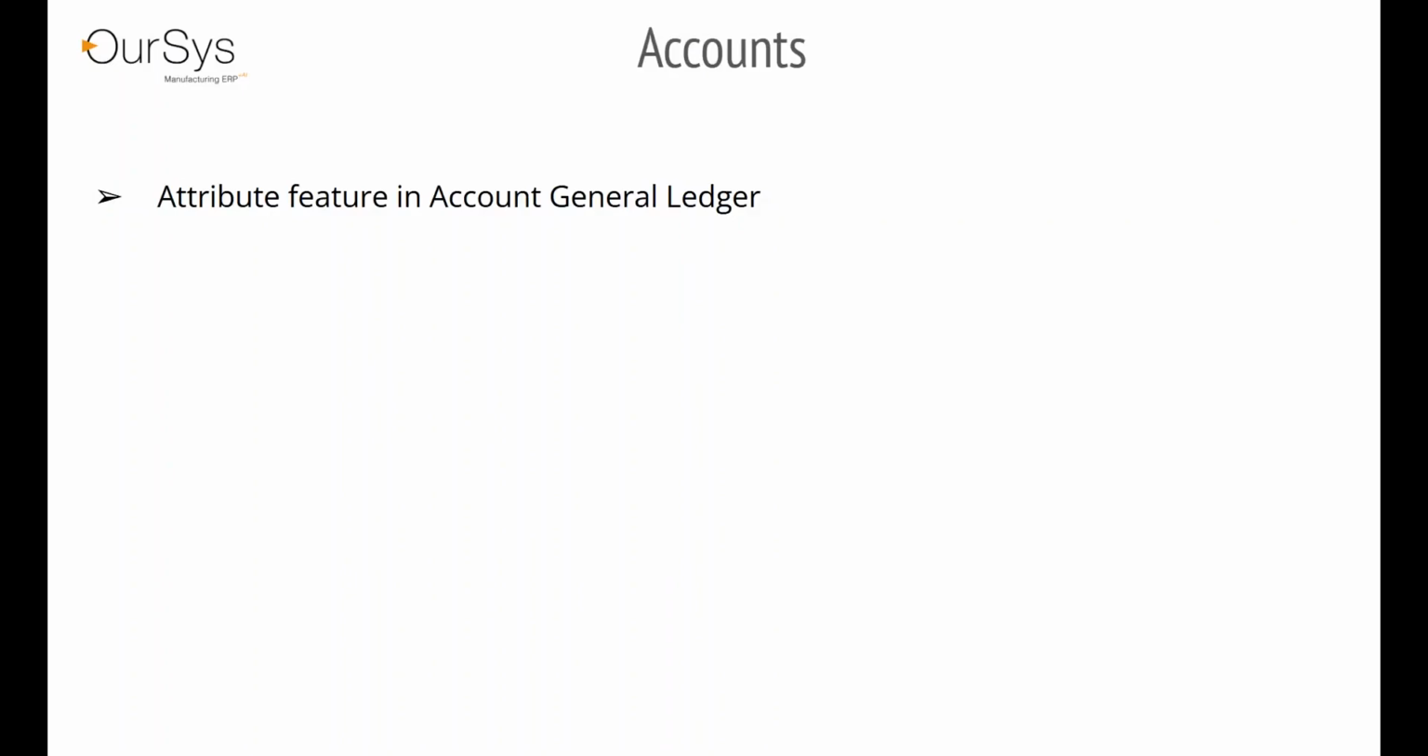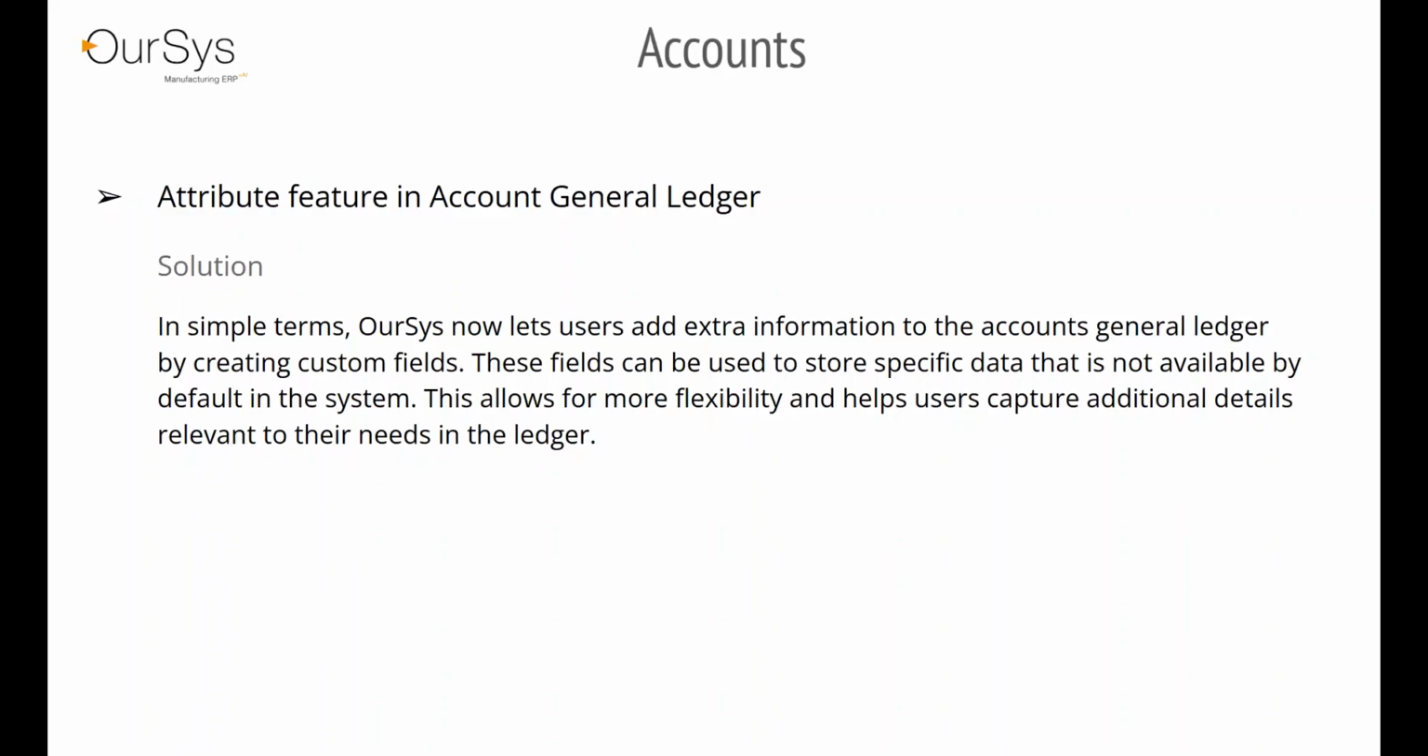Attribute feature in account ledger report. OurSys now has a provision to add an additional field at the account ledger also. So the user can specify or store the important data that they want to avail while taking the report through the system.